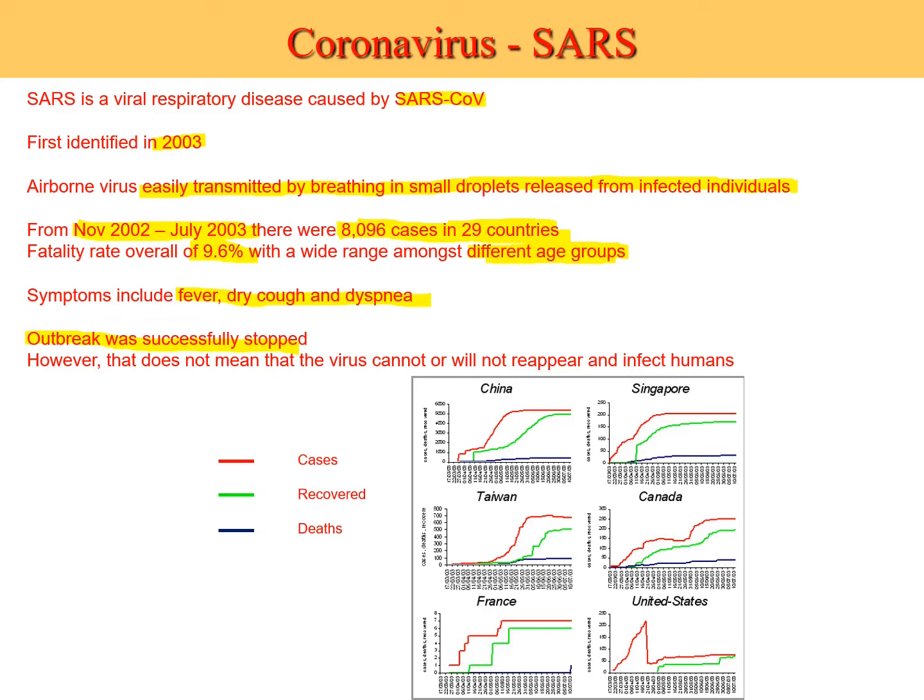However, I have to emphasize that does not mean that the virus cannot or will not reappear and again infect humans. Here are some numbers from different countries where cases had occurred, cases recovered, and deaths. And you can see that in Canada we did have quite a few cases, and most of them were in Toronto. In fact, we had more cases, I believe, than appeared in the United States.